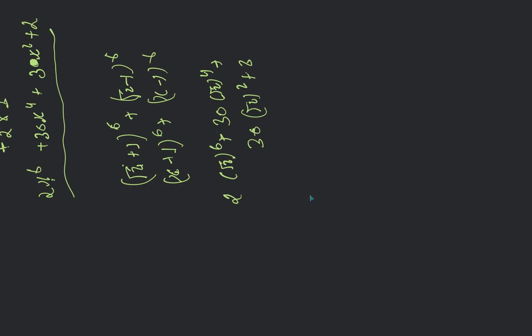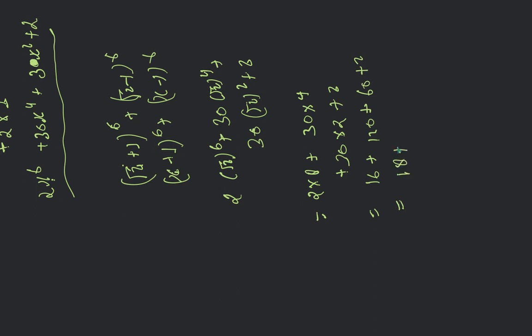So this is 2 into 8. Next part, this is 30 into root 2 to the power 4, which will give us 4, so 30 into 4. Next, this is 30 into root 2 square, which is nothing but 2, and plus 2. If we add all these terms, we get 2 times 8 is 16, 30 times 4 is 120, 30 times 2 is 60, and plus 2. Adding all these terms, this is 18 plus 180, and that is nothing but 198. That is the final answer to this question.